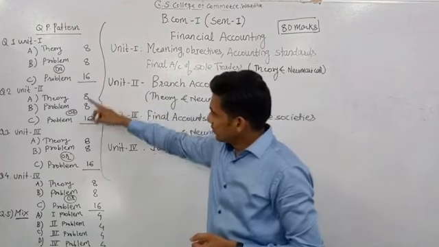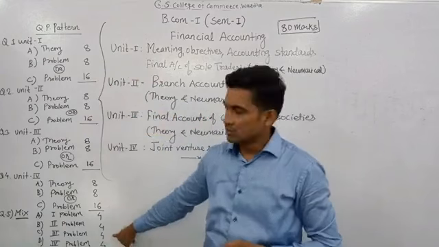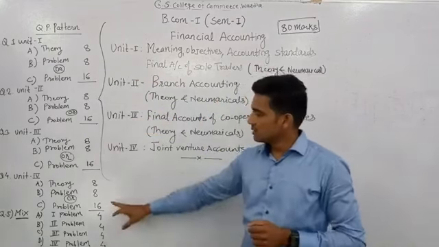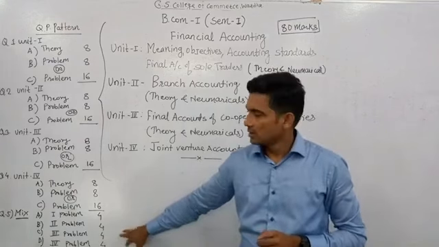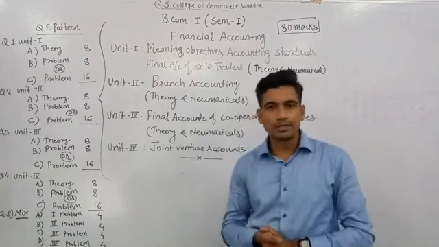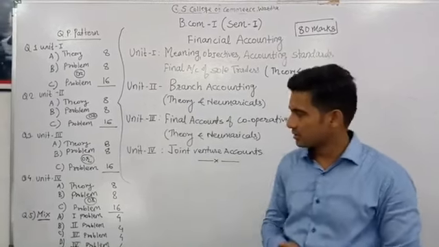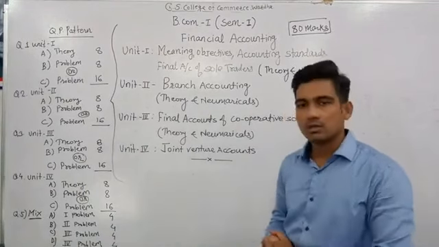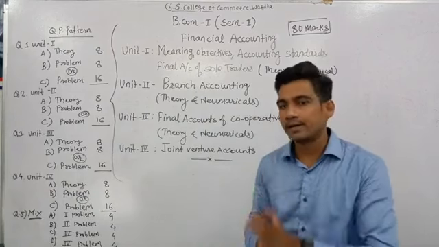So 16 plus 16 plus 16 plus 16 plus 16. Each question will have 16 marks. 16 multiplied by 5 questions, so it will be 80 marks. 80 marks for university assessment and 20 marks for sessional assessment. So 80 plus 20 gives a total of 100 marks.